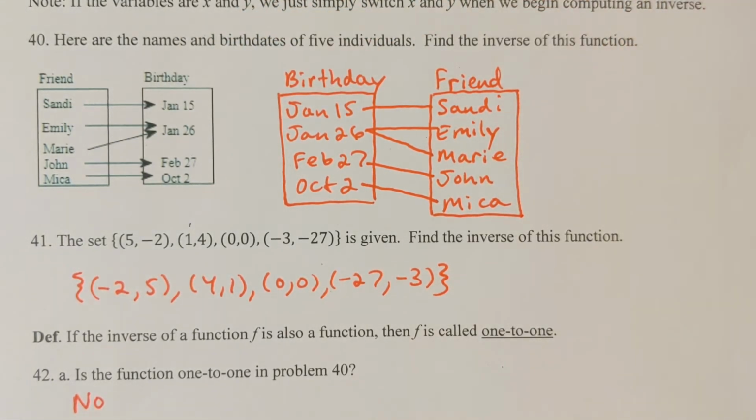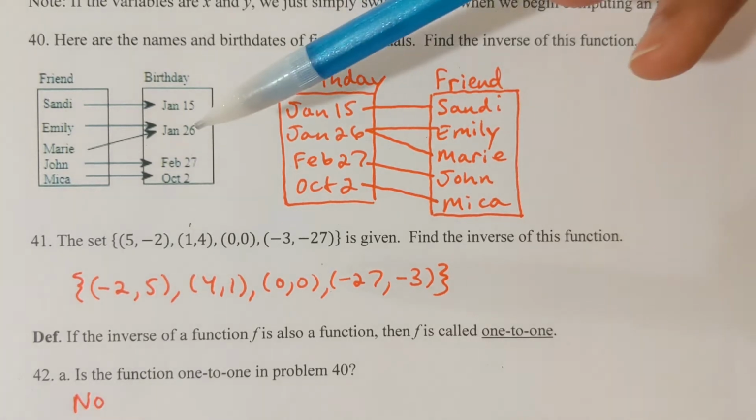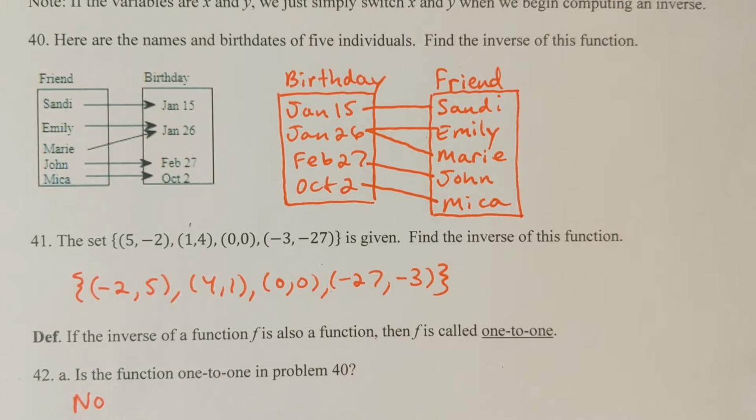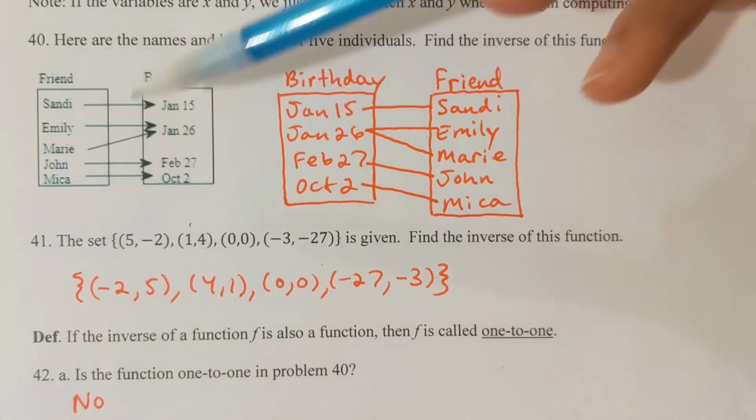That's okay, there's no problem with that, right? Each person has exactly one birthday. Nobody can have 2 different birthdays, that's impossible. And so the fact that they share the same birthday, that's no problem. They each have one birthday. So we do have a function.